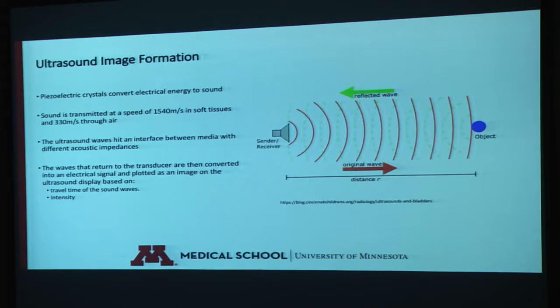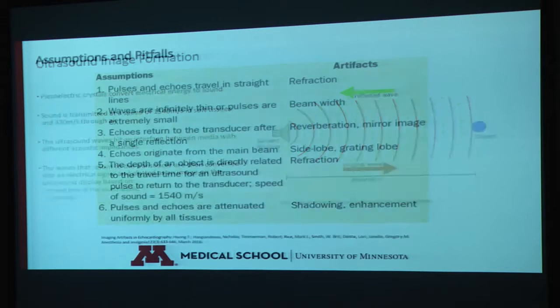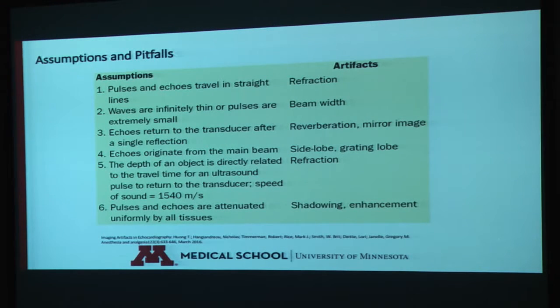Like I said, when those sound waves are transmitted back to the transducer, the transducer takes those and plots them on the image on the screen. The depth is determined by the distance it took for the beams to go and get reflected back to the transducer, and the brightness on the screen is determined by the intensity of the waves that come back to the transducer. So these are the assumptions that the transducer makes while it's taking the sound waves that are reflected back to it and forming an image.